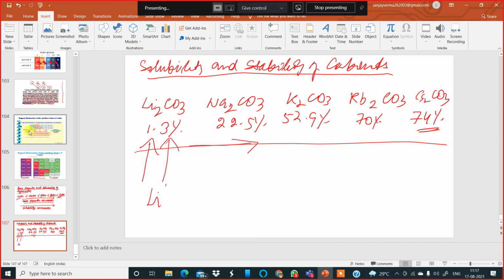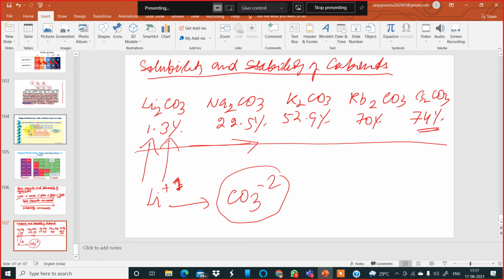The lithium ion which is formed has a small size, Li+. It is unable to stabilize the large size carbonate ion. This small lithium ion is not able to stabilize the large carbonate ion. That is why it is unstable.